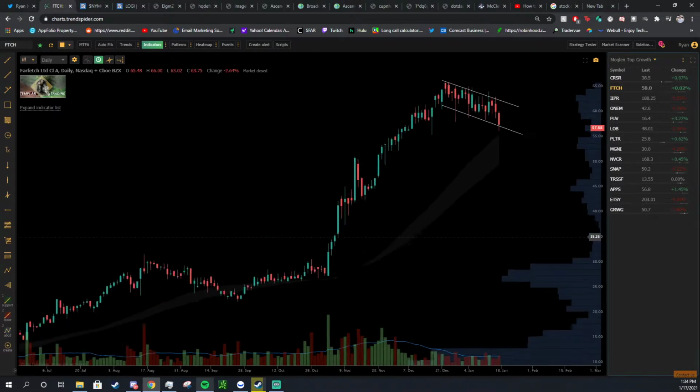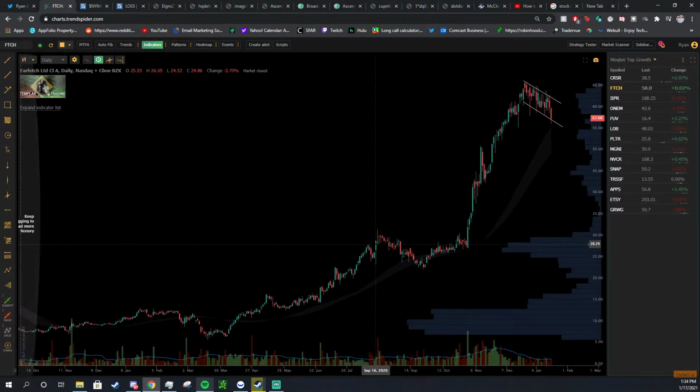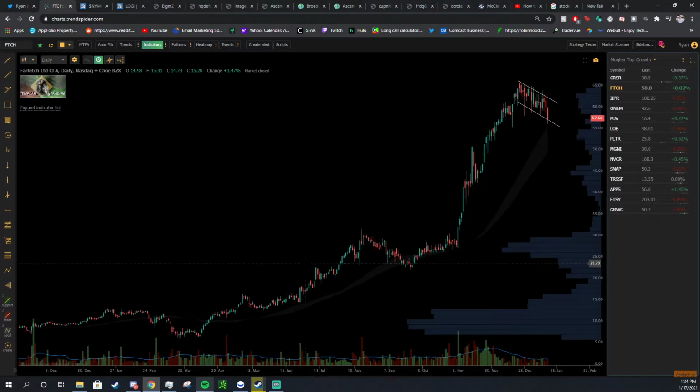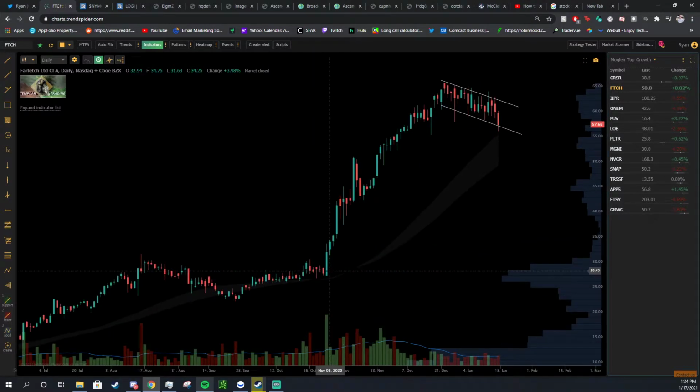Farfetch, not incredibly familiar with the company. I do need to do my research. It definitely looks like this year it picked up some steam. This is also a power earnings gap winner as well. You can see that very obviously with a huge buy volume. And this thing has just been running.